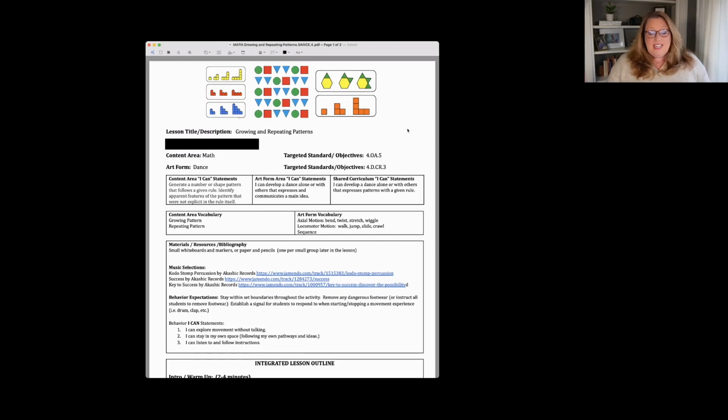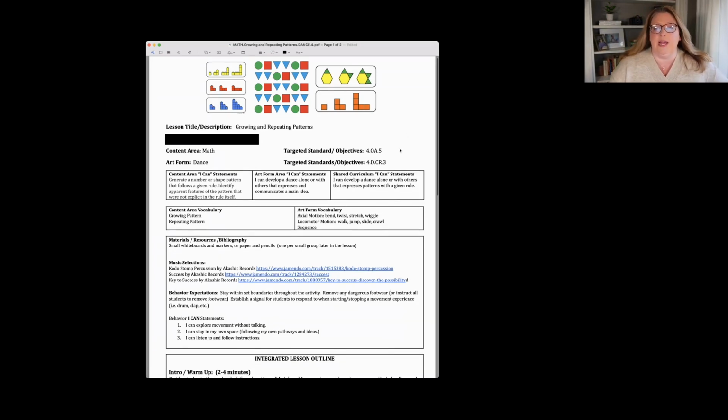And I got even more excited as I started to read through it, because this is a really good example of a strong arts integration lesson. There are still some things that I would improve here, but this is a good one if you were just randomly searching for a lesson. So let's go through it.